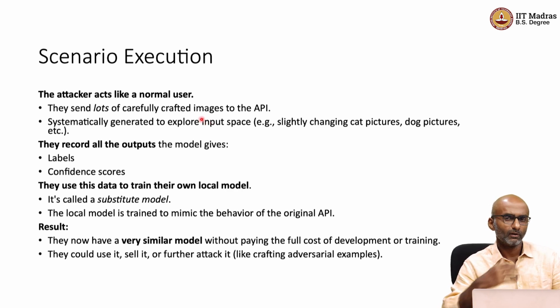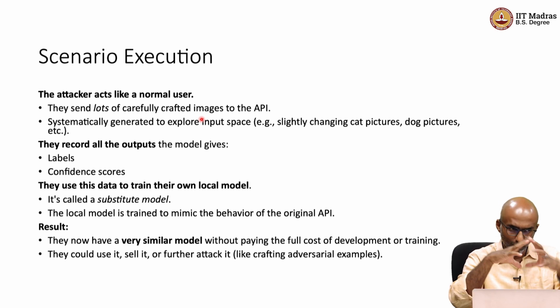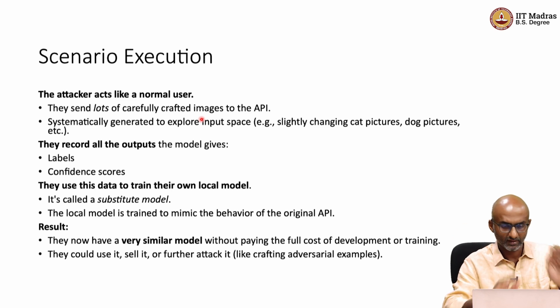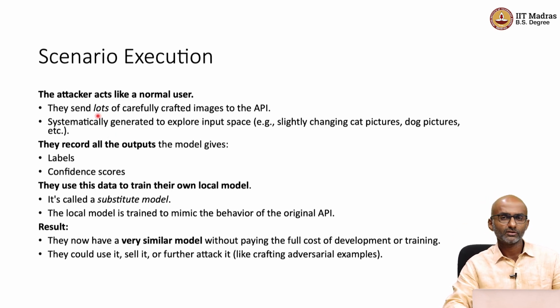So that kind of a storyline is possible if the attacker can explore this input space and carefully craft images and try to push the boundaries. So notice that it may not require as much data as the training data. So the volumes may not be as large. I could still do this inference by having lots of images, but still small orders of magnitude smaller than what the input data for the entire model building was. So they record all the outputs the model gives, including the labels, confidence scores, etc. Then they use this to build their own model.